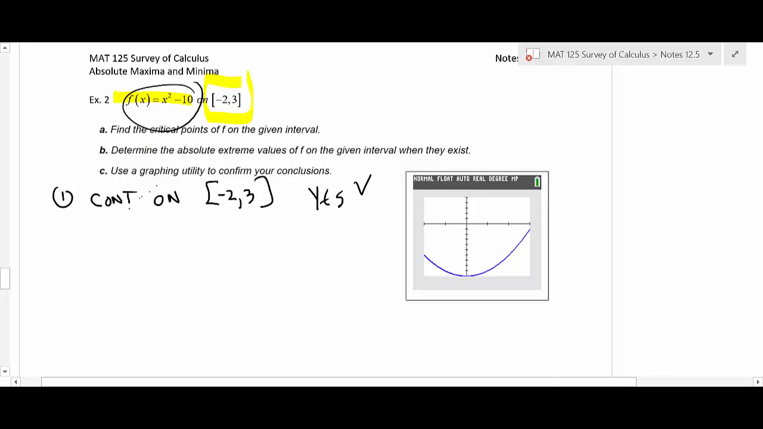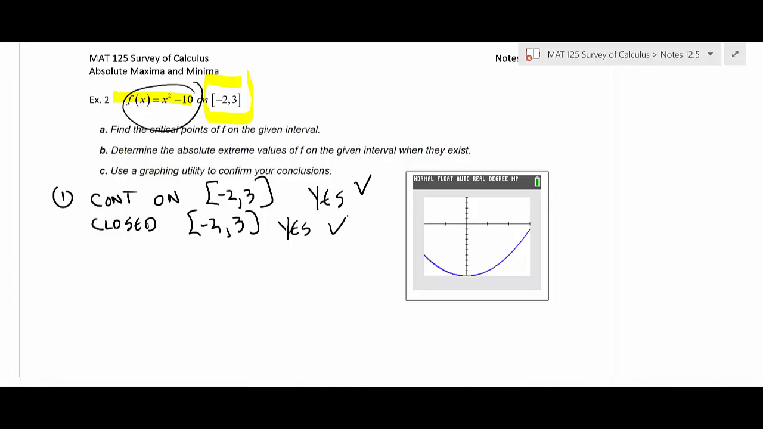And the other thing is, is this a closed interval that I gave you? Is -2 to 3 closed? Yes. Okay, so that means that the technique I'm going to show you will work. You have to verify the extreme value theorem before you even do the problem. If this was an open interval, -2 and 3, then you may not have a max or min. Or if it was discontinuous, you're just kind of wasting your time.